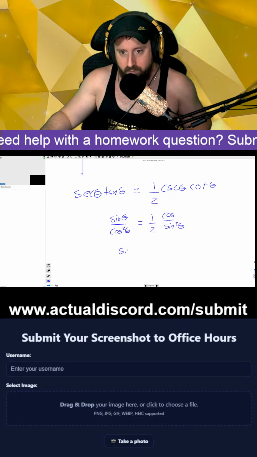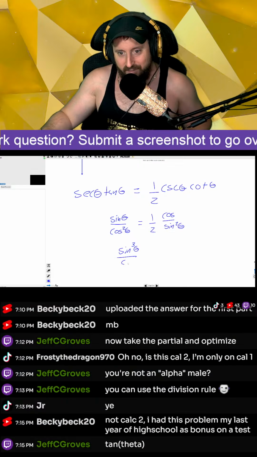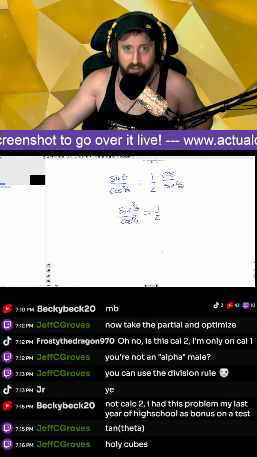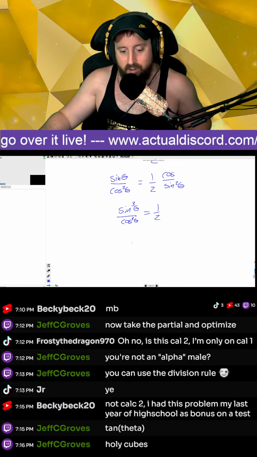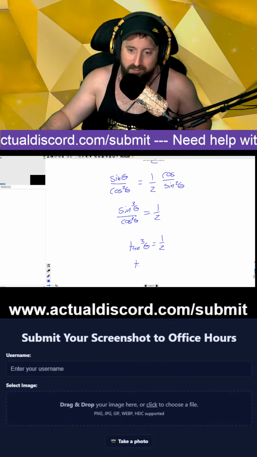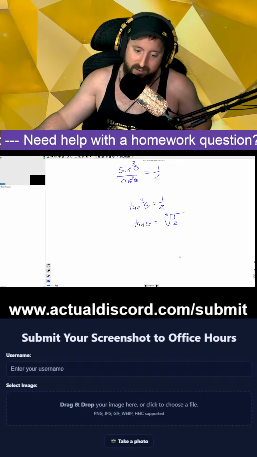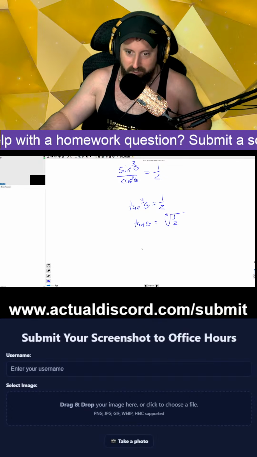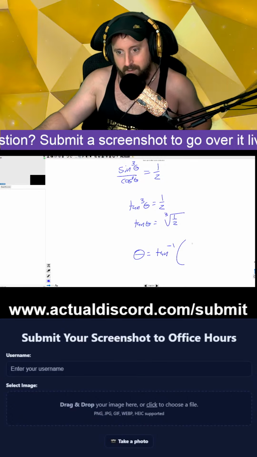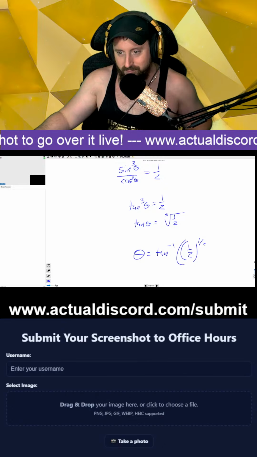Alright, cool. So sine to the third of theta over cosine to the third of theta is equal to 1/2. Holy cubes. So tangent to the third of theta is equal to 1/2. So tangent of theta is equal to the cubed root of 1/2. I don't know, bro. Okay, so theta is equal to the arctangent of 1/2 to the 1/3.